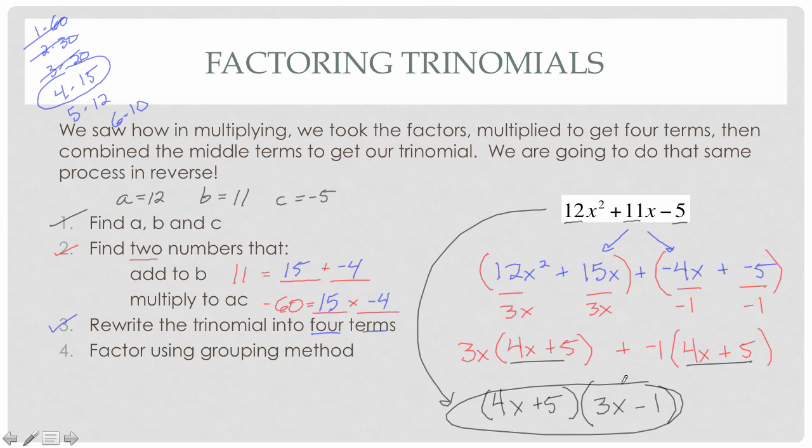That's how we factor complicated trinomials. Go through this process, find your a, b, and c, find the right two numbers, rewrite it into 4 terms, and once you got 4 terms, we can use factoring by grouping.